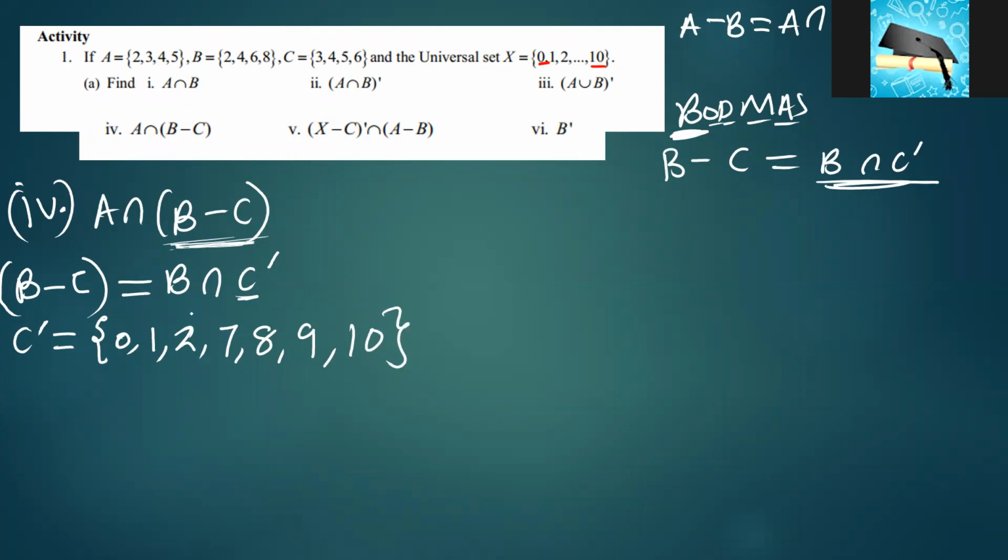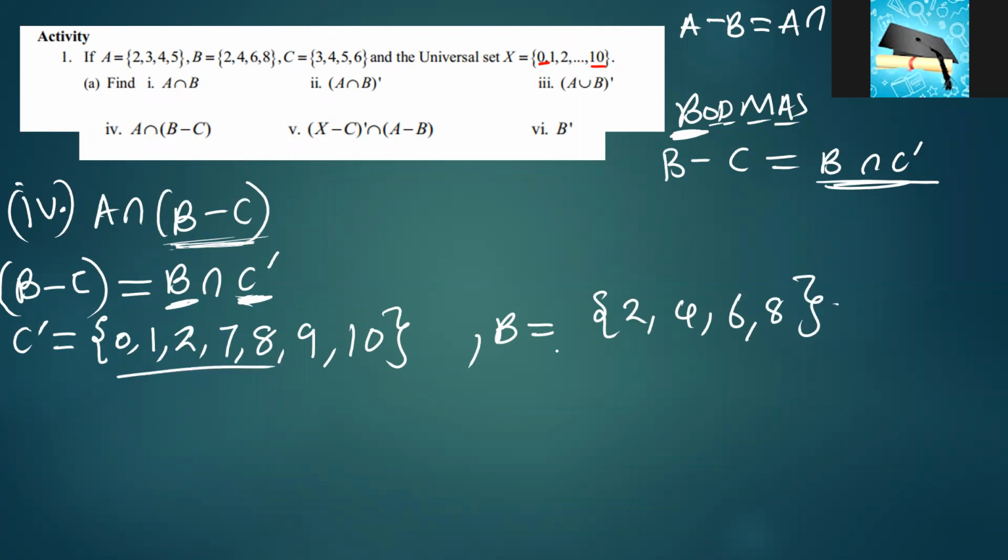So now we're trying to find the common elements between what? B and C complement. Let me also write B here. So B is simply just 2, 4, 6, 8. So this is our B. Now trying to find the common elements between C complement and B. This is what this question is asking us. So B minus C will simply be equal to the common elements between B and C complement.